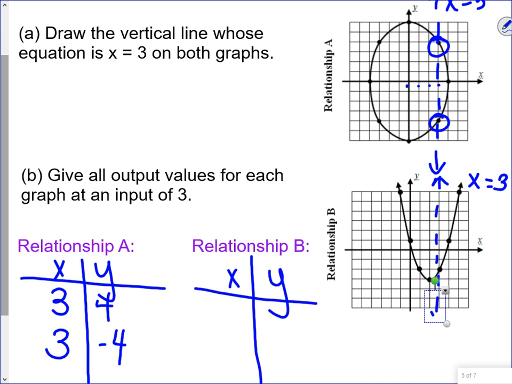And then how about relationship B? Would we say it is or is not a function? Relationship B. It is a function. Why? Because it only intersects at one point, which is 3, negative 3. Frank? Oh, negative 2. Okay, so the x value hasn't changed. 3, negative 2.